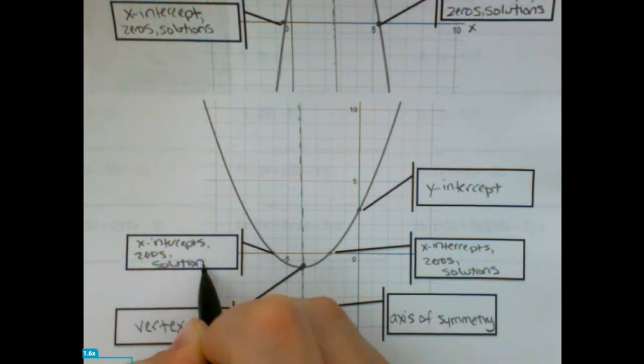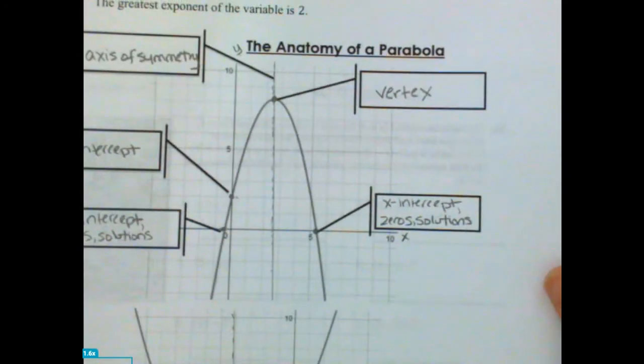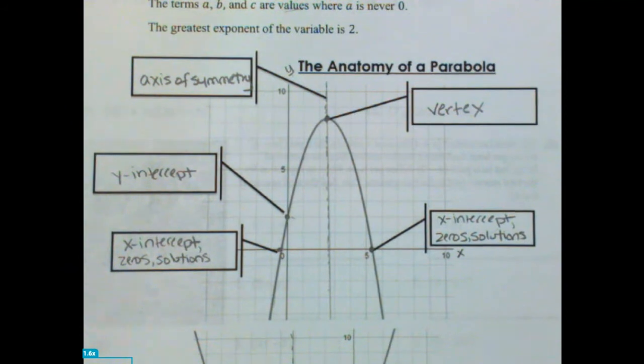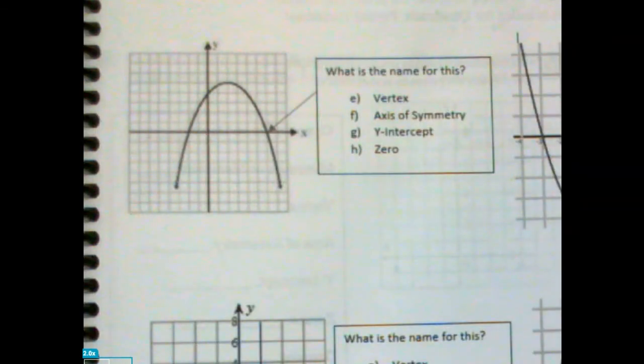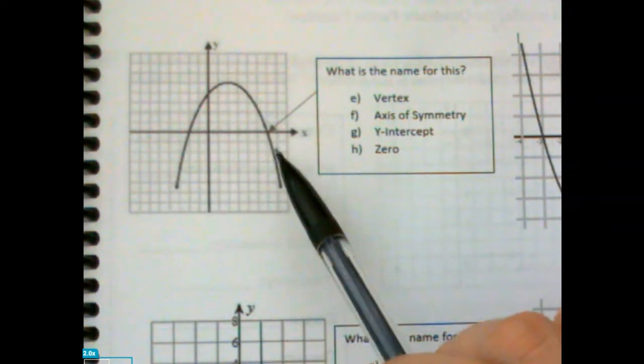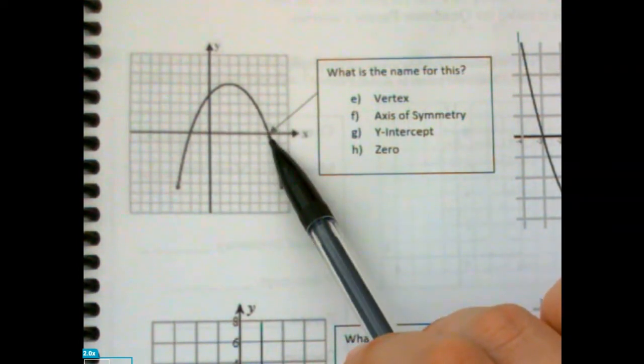So there's your basic anatomy of a parabola. All the words that I'm going to be using, and I'm going to expect you to use these words as well. Okay? So let's take a look at practicing looking at some of these words on a parabola or a quadratic. So here's a parabola going down. What is the name for this? Is this the vertex, axis of symmetry, y-intercept, or zero?